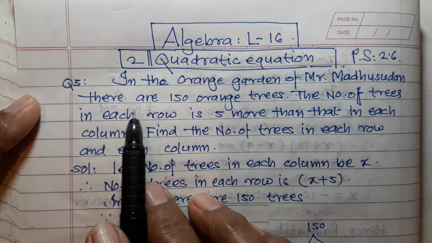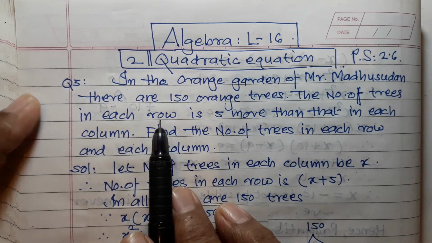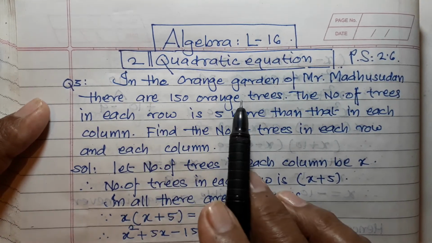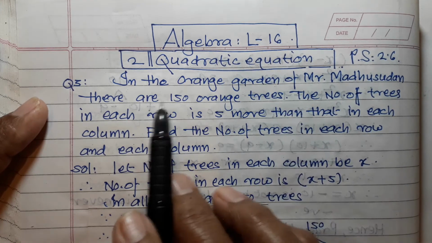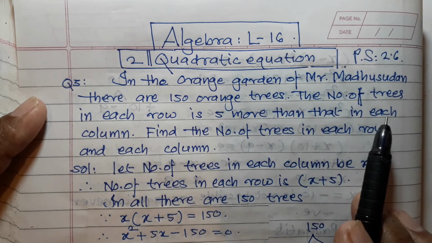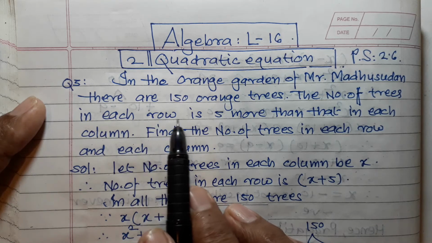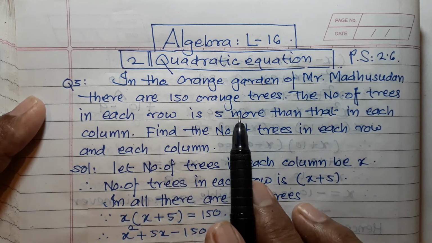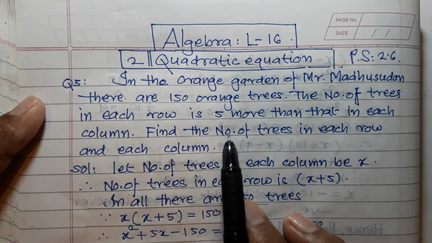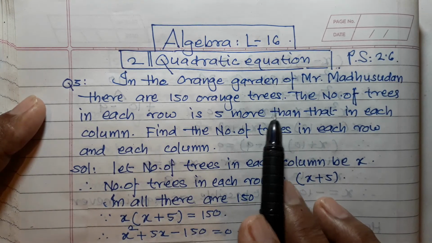Okay, now here the conditions are given, try to understand. Now in the orange garden there are 150 orange trees and they are arranged in rows and columns. So in this case, remember, the number of trees in a row and the number of trees in a column, the product of these two gives you the total number of trees in the garden.